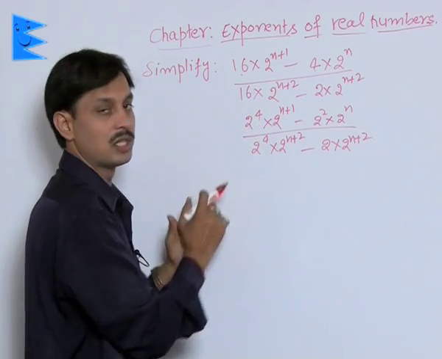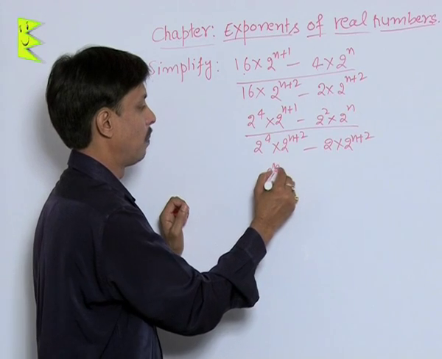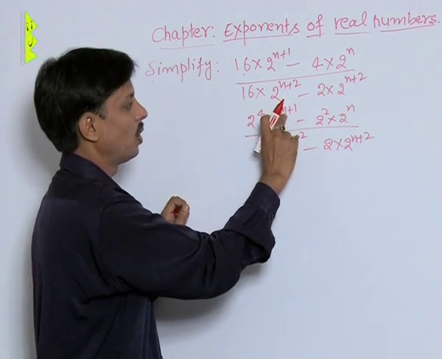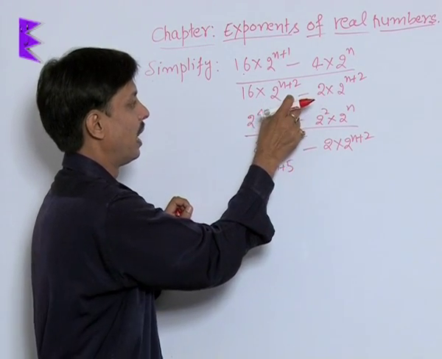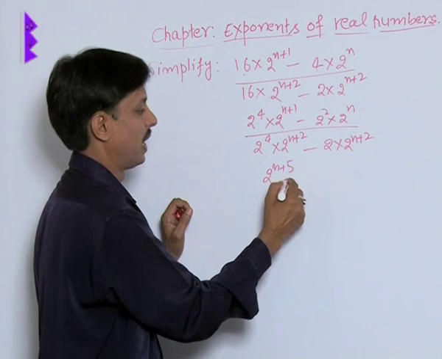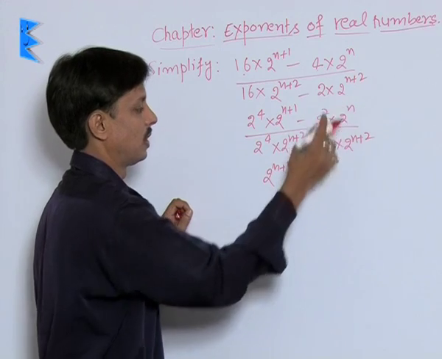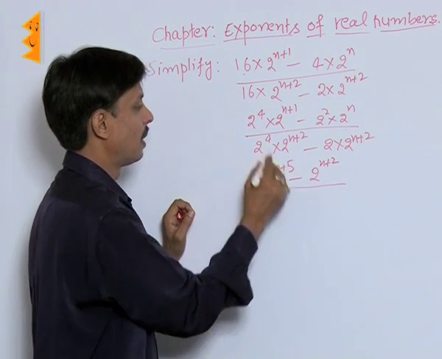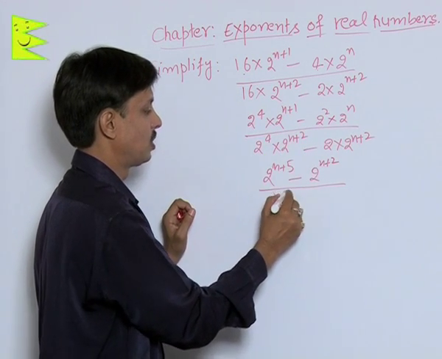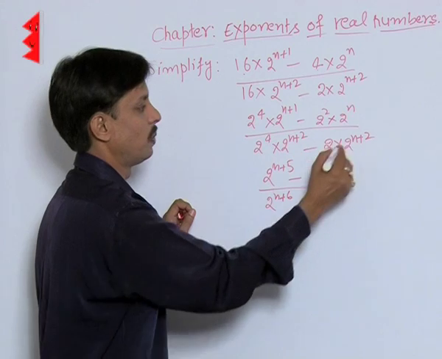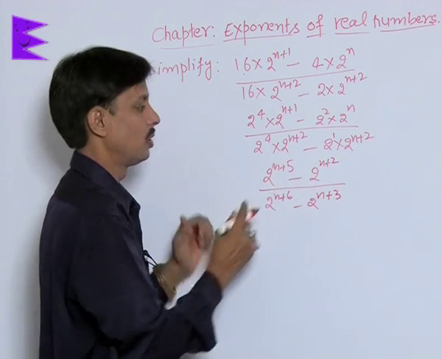Now as the bases are the same, this becomes 2 raised to the power n plus 5. Here the powers are 4 and n plus 1, same base, multiplication, so powers are added: n plus 1 plus 4 becomes n plus 5, minus. This becomes 2 raised to the power n plus 2 with the same reason. Divided by, this becomes 2 raised to the power 4 and n plus 2, which is n plus 6, minus 2 raised to the power, this is 1 power, n plus 2, this becomes n plus 3.